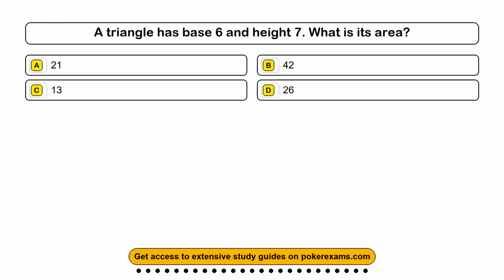Question 17. A triangle has base 6 and height 7. What is its area? Option A, 21. Option B, 42. Option C, 13. Option D, 26.